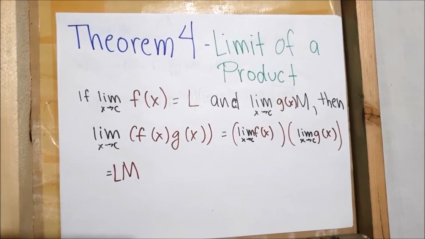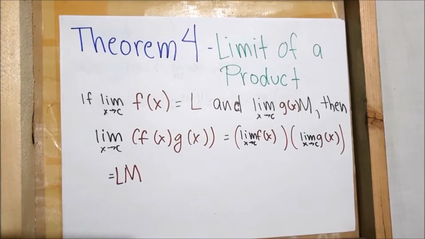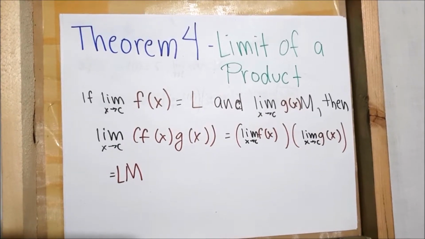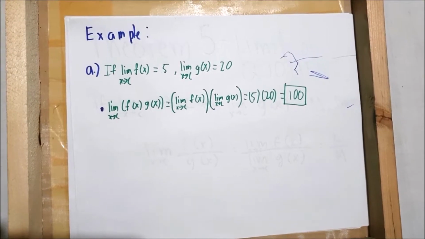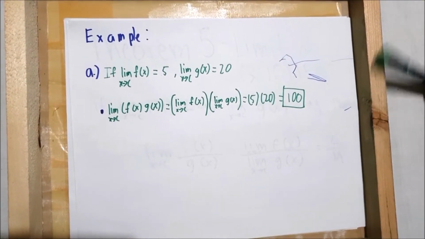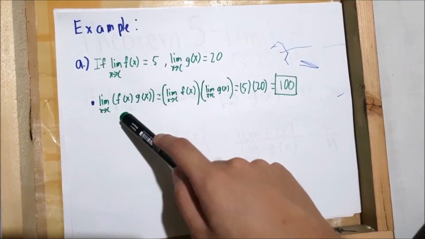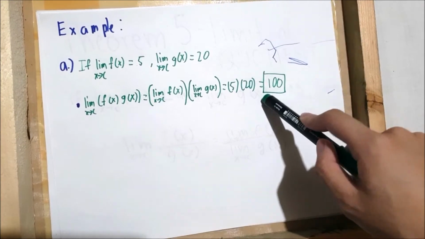Theorem 4. Limit of a product. If the limit of f of x equals L and the limit of g of x equals m, then the limit of f of x times g of x is equal to Lm. Example. If the limit of f of x is equal to 5 and the limit of g of x equals 20, the limit of f of x times g of x is equal to 5 times 20, which is equal to 100.